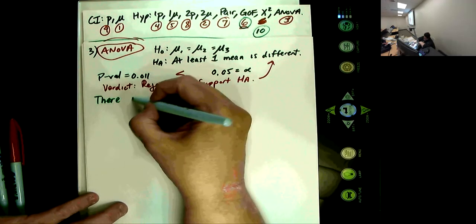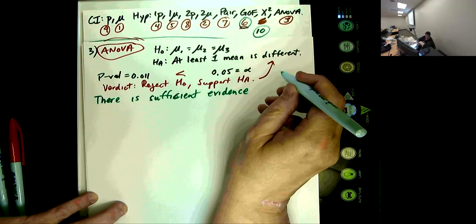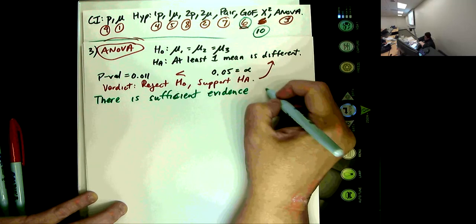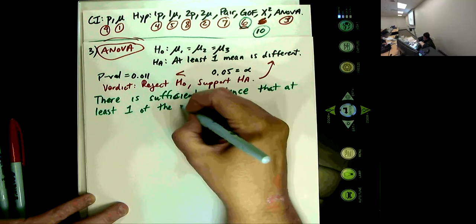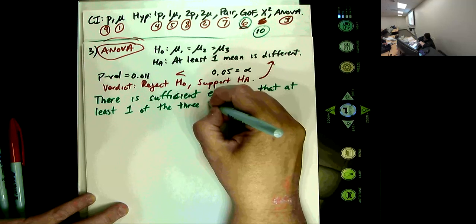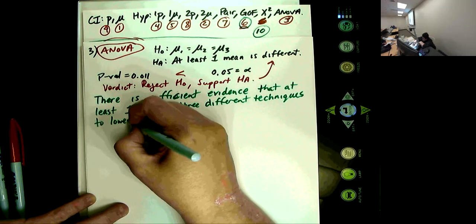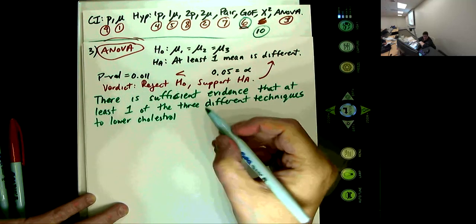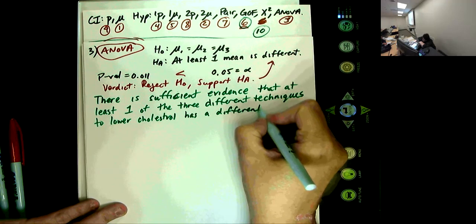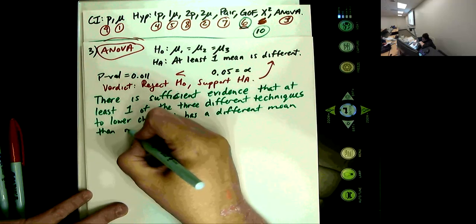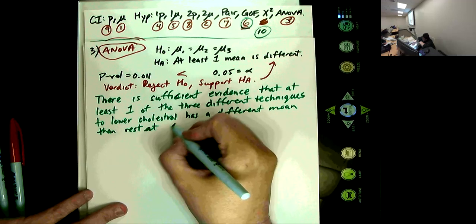There is sufficient evidence that at least one of the 3 different techniques to lower cholesterol has a different mean than the rest. At alpha equals 0.05 level of significance.